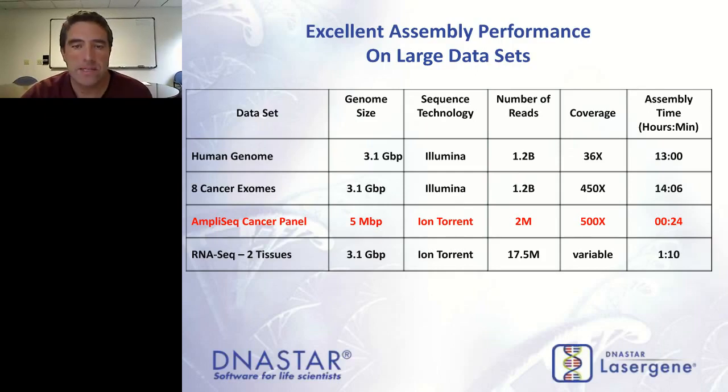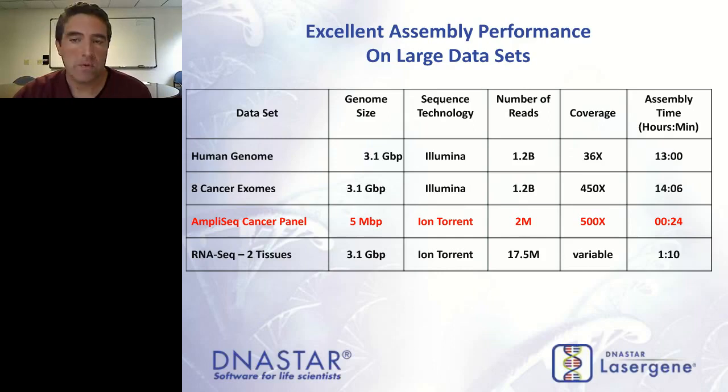Exomes are more variable, but it's roughly 2 hours per exome. Some of the later versions of our software are dipping under 2 hours. Here's a data set of 8 exomes that were assembled together, and an average is a little bit under 2 hours per exome. So again, very, very powerful assembler running on a desktop computer.